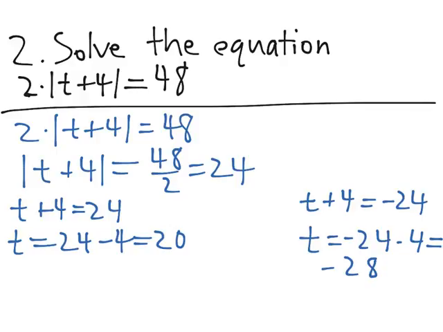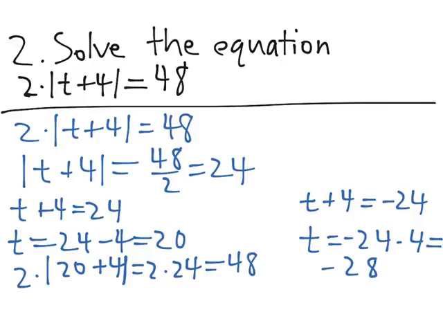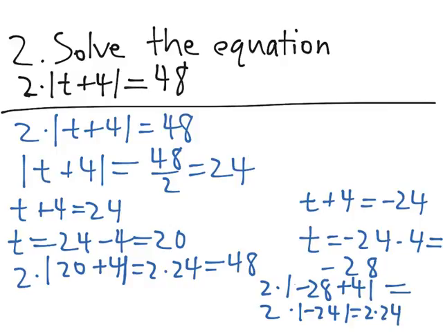If we plug in 20 to the original equation, we have 2 times absolute value of 20 plus 4 on the left side. This is equal to 2 times 24, which equals 48. On the right side, we have 2 times absolute value of minus 28 plus 4, and this is equal to 2 times absolute value of minus 24, which equals 2 times 24, which is equal to 48. So both of these solutions work. Therefore, t can either be 20 or minus 28.